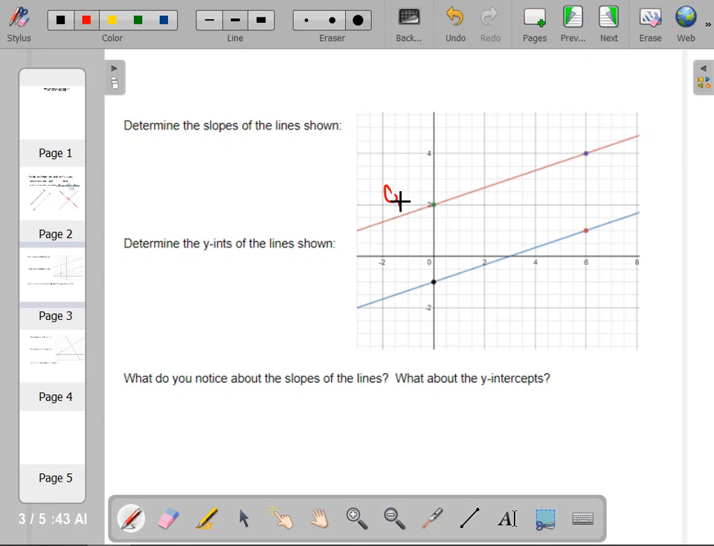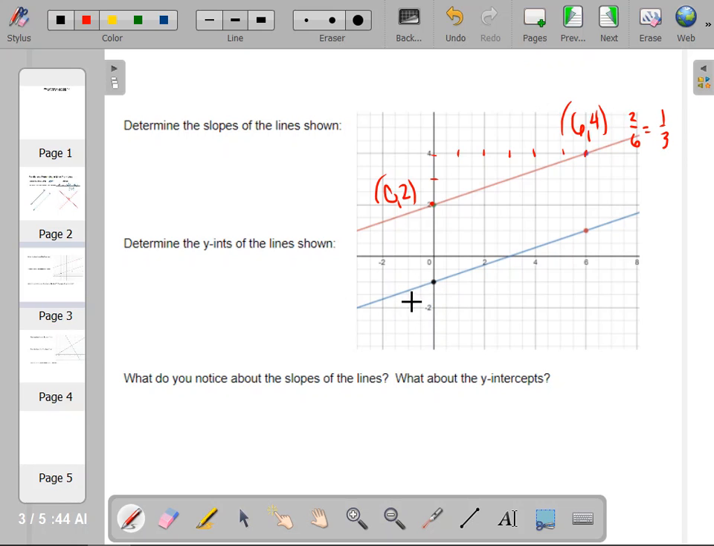For this ordered pair, I think it helps to count if you label them. So 0, 2, and then this is at 6, 4. Those are two points I can use to help find the slope. So I'm going to count rise over run. I need to go up 2, and then over 1, 2, 3, 4, 5, 6. Up 2 over 6. So the slope of this line is 2 over 6, which reduces to 1/3. The slope of that line is 1/3.